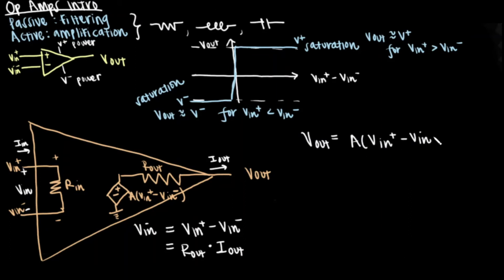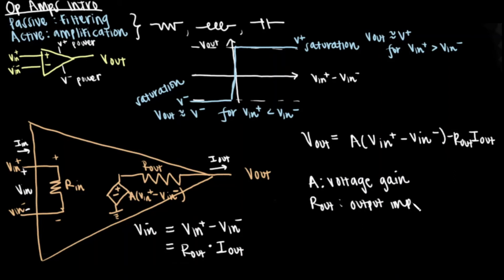The voltage output is the gain multiplied by the voltage input difference minus the output impedance times the current output. These can be determined using basic nodal analysis. Note that A is the voltage gain and Rin and Rout are the corresponding impedances.